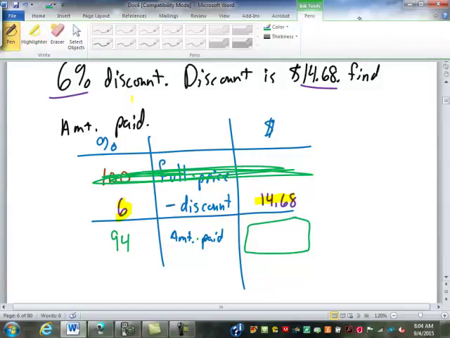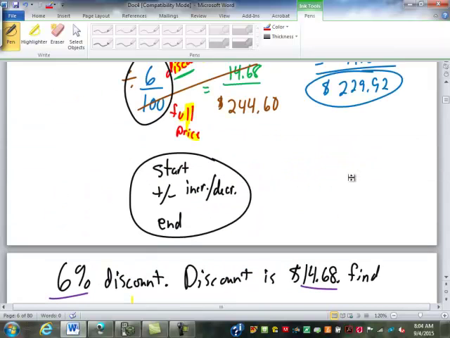I could set up a proportion if I wanted to, or I can just cross multiply and divide right in this table. 94 times 14.68 divided by 6 is 244.60, right? What do you think? 66? Was it? Yeah. All right. Oh, 67 you mean? Gotcha. 244.67.